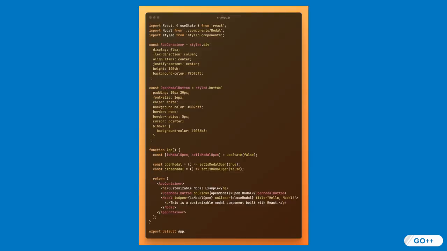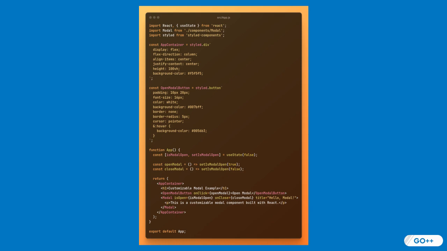Let's move on to a practical code example to solidify our understanding. We'll be building a basic React application with a customizable modal component. Here's an overview of our project setup. Our package.json will include dependencies like React, React DOM, and styled components for styling. We'll begin by setting up our main index.js file to render our app component.